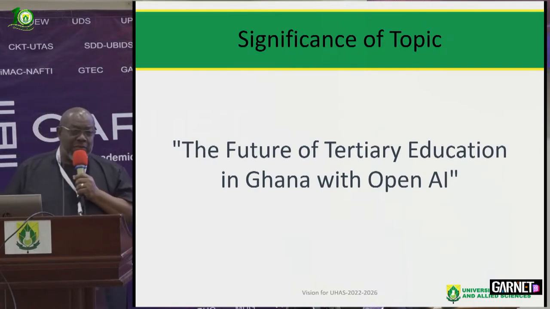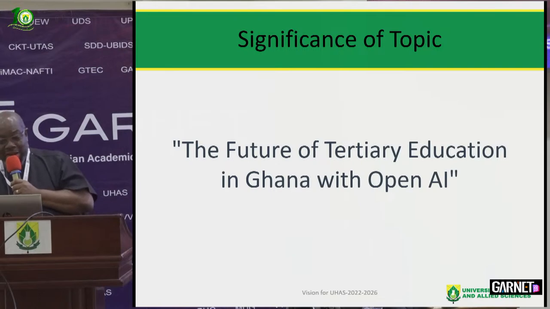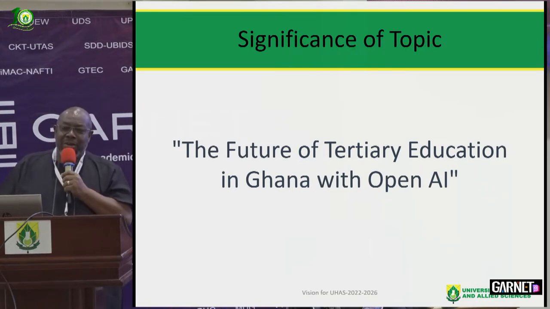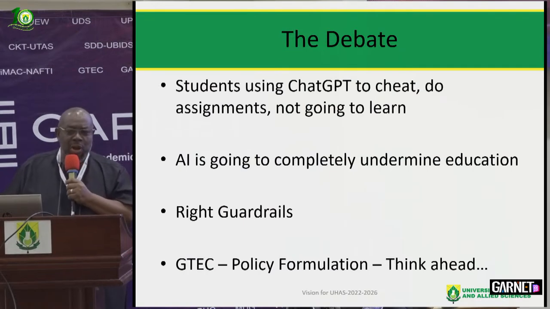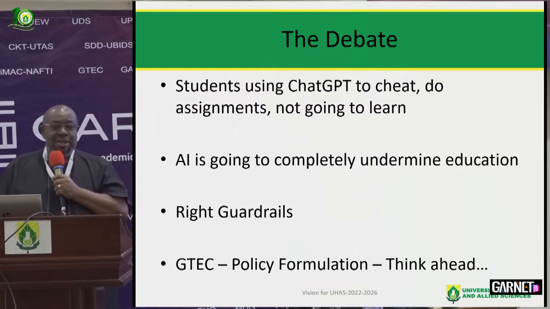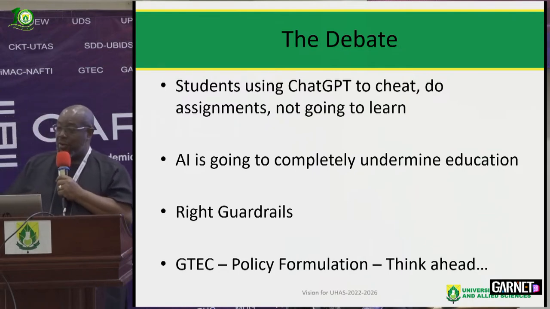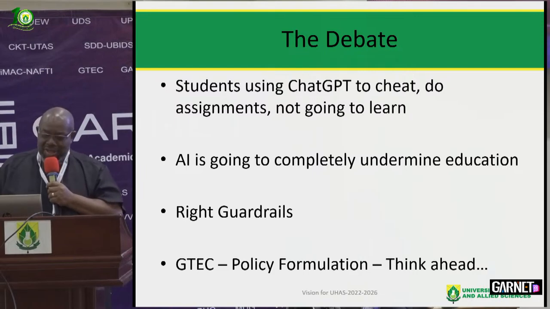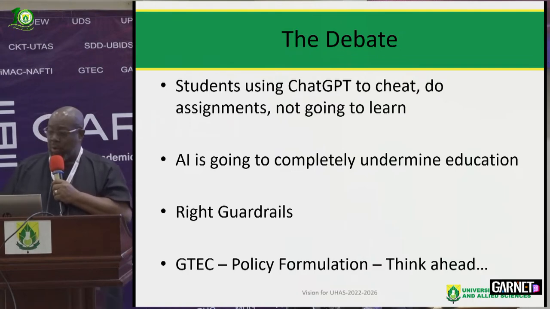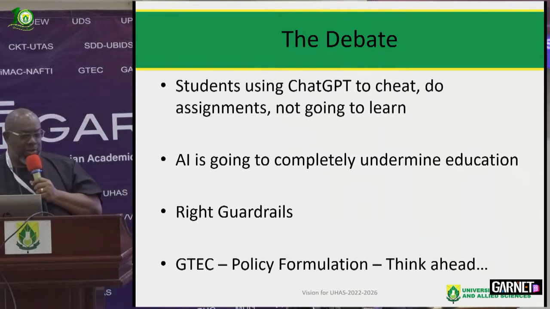So the significance of the topic, the future of tertiary education in Ghana with OpenAI. What is happening now? There's a debate as to whether to embrace or to restrict. There's talk about students using ChatGPT to cheat, to do their assignments, and that they are not going to learn, and that AI is going to completely undermine education. But I believe that if we put the right guardrails in place, we are going to see some massive transformation in our educational sector.